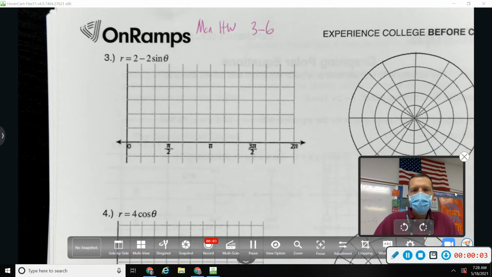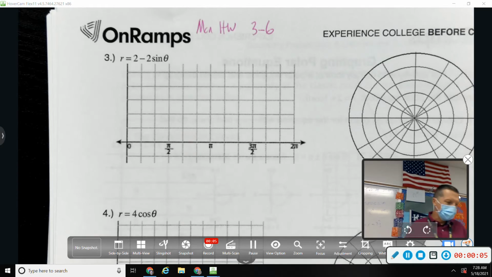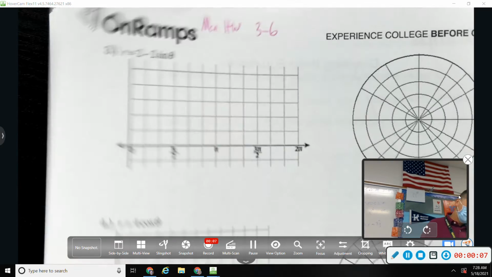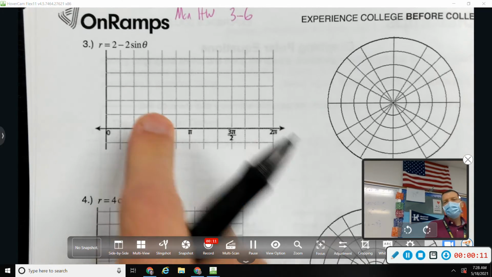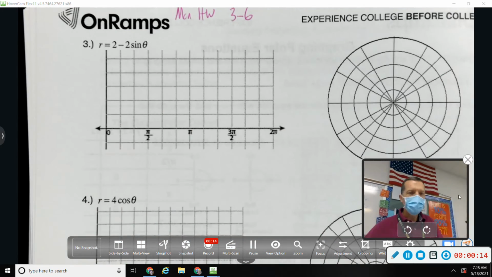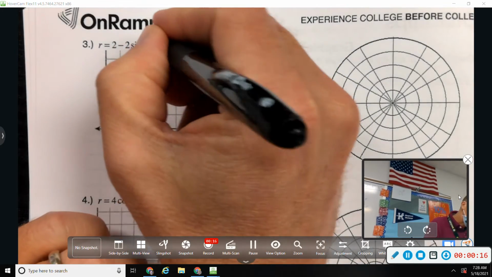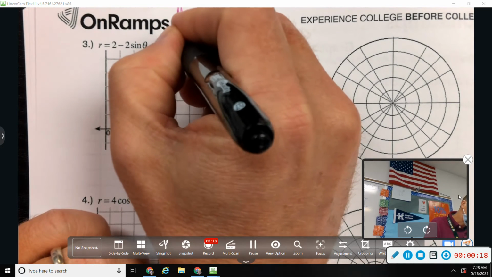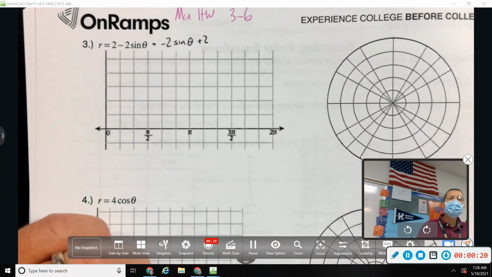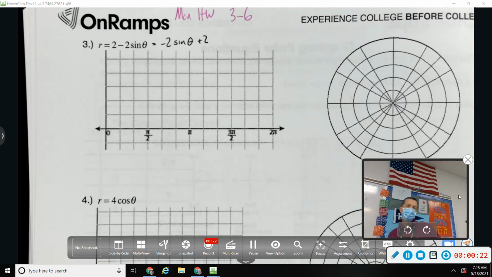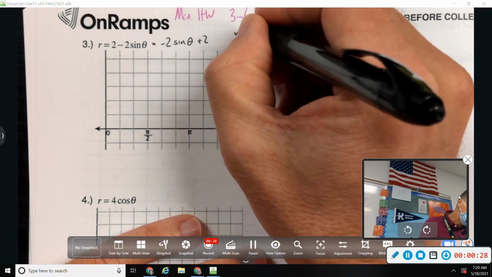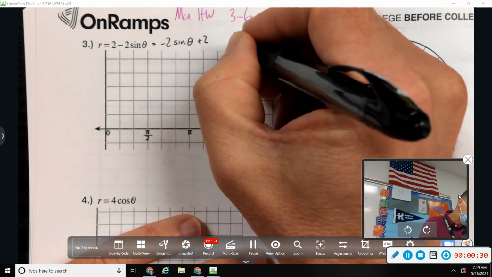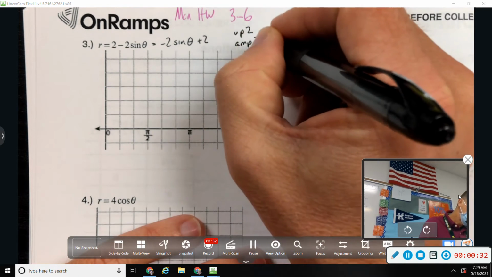All right, so looking at number 3 on worksheet 1. Again, we'll do the XY graph and then transfer that over to the polar graph. I'd probably rewrite that as -2 sine theta plus 2, just because that looks a little bit more familiar, similar to how you did the roller coasters. So the plus 2 means it's up 2, it has an amplitude of 2, and it's flipped.